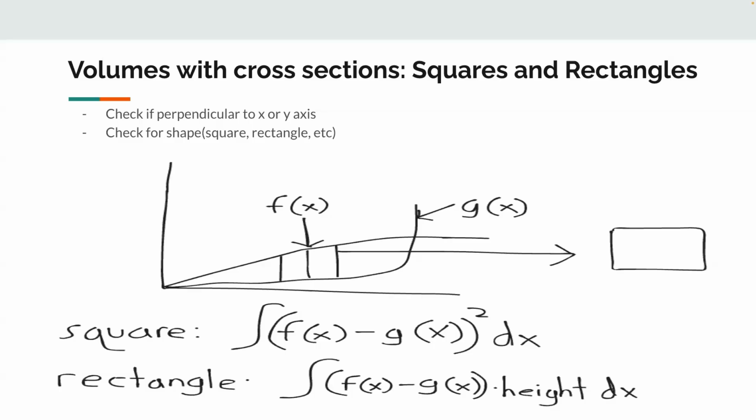So for a square, this is how you do it. It's the integral of f of x minus g of x squared. This makes sense, right? Because it's a square, the area is just s squared, and then you integrate it. So it'll be a ton of squares added up, the area of a ton of squares added up, but that's how it becomes 3 dimensions and turns into a volume.